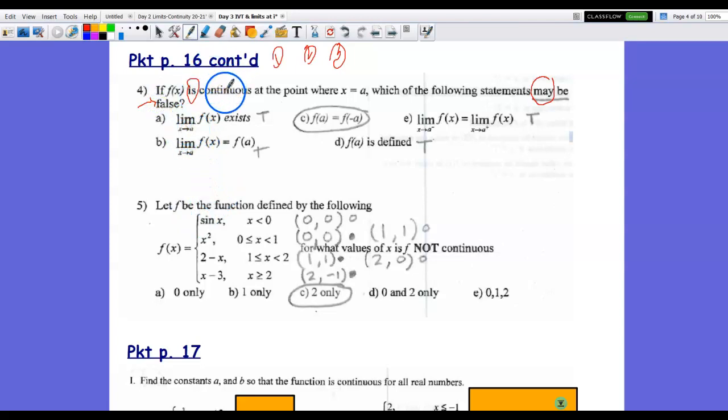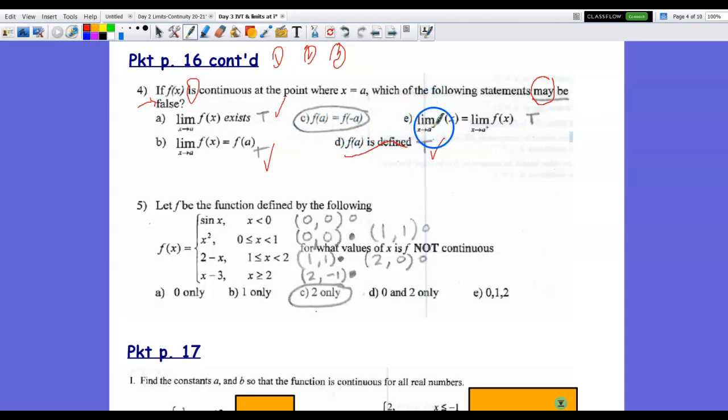So, since our function f is continuous, the limit as x approaches a exists because we have a continuous function. The limit exists everywhere, so that's why we have a true. C is the answer, so we'll go to B. The limit as x approaches a of f of x is equal to f of a. In other words, the limit is equal to the y value. That's from the definition of continuity, so it has to be true. Letter D, f of a is defined. That's from the definition of continuity. There has to be a y value, so that has to be true.